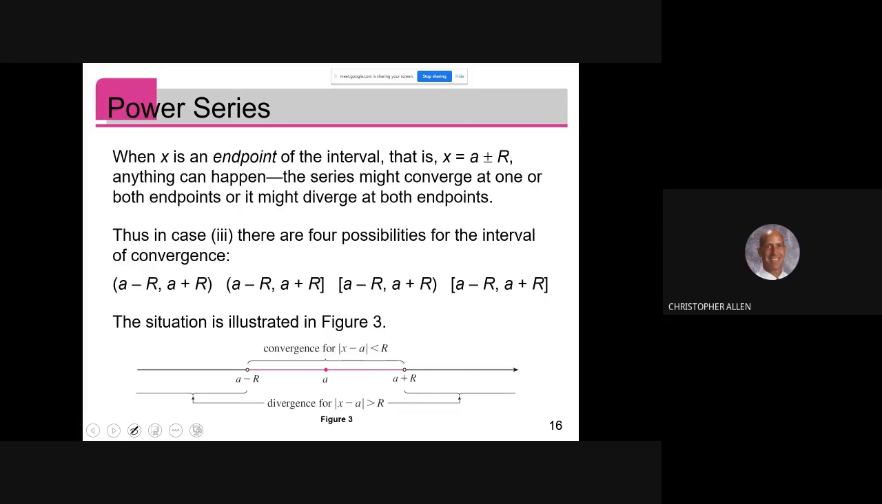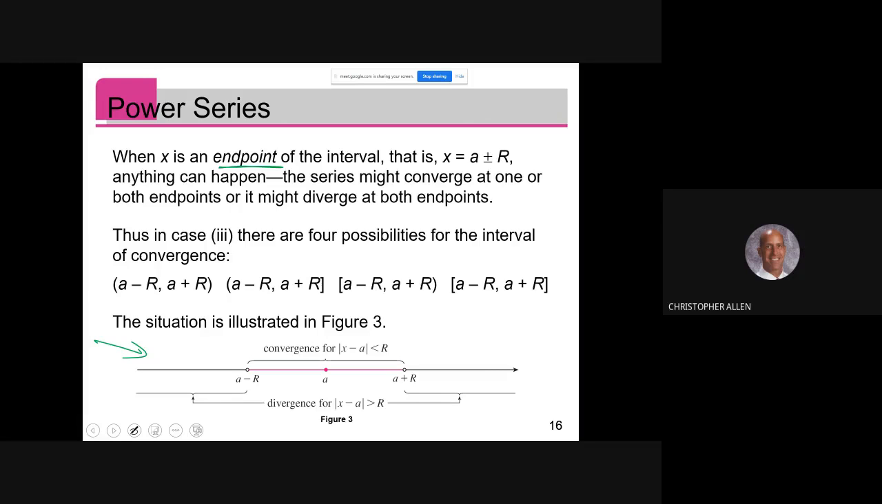We have to worry about the endpoints. This is our third objective. So I've just mentioned the radius of convergence and the interval of convergence. We also have to be concerned with the endpoints. What I mean by that is, do me a favor, ignore these 4 possibilities here. Just look at this graph right here.